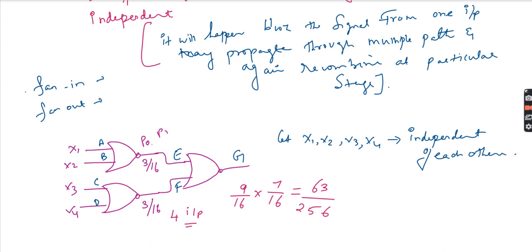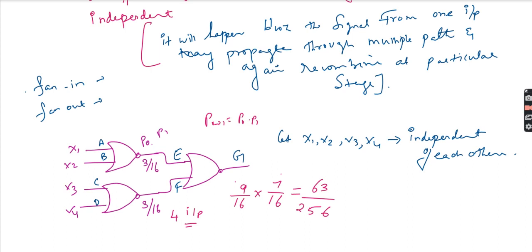Now you can see, as you know, the transition activity from P0 to P0 into P1. So the P0 is 9 by 16, P1 is 7 by 16. But the intermediate signal can be anything. So finally I recombine and get 63 by 256.